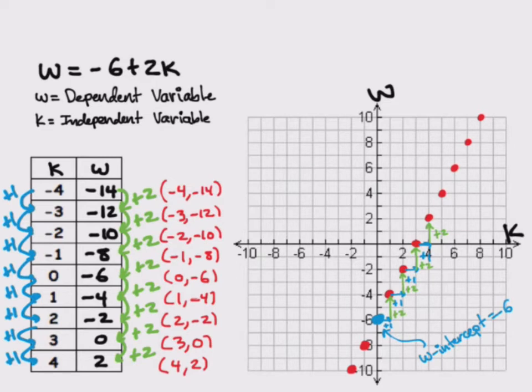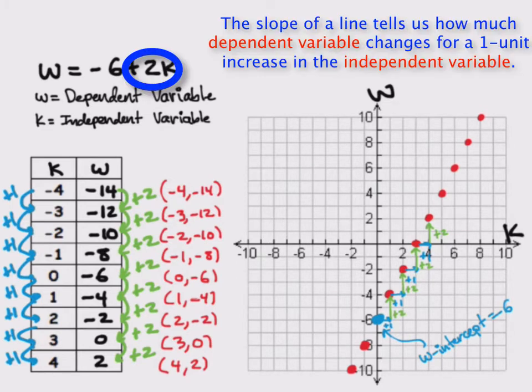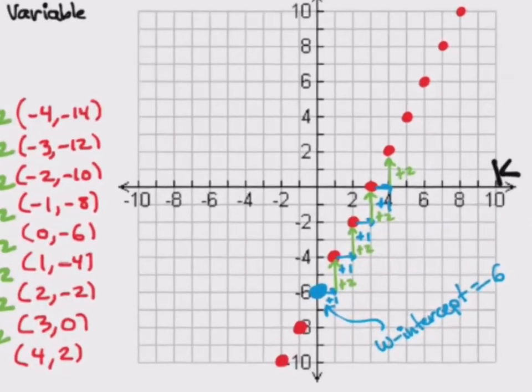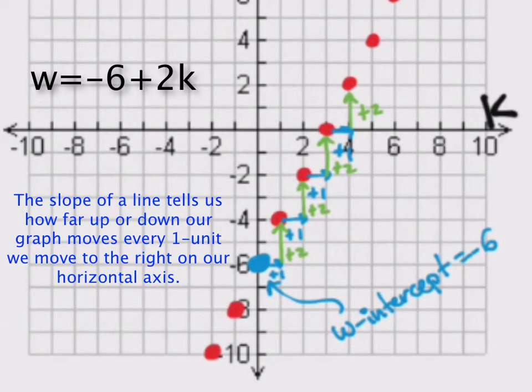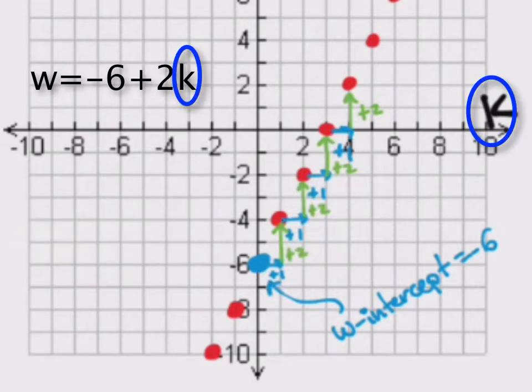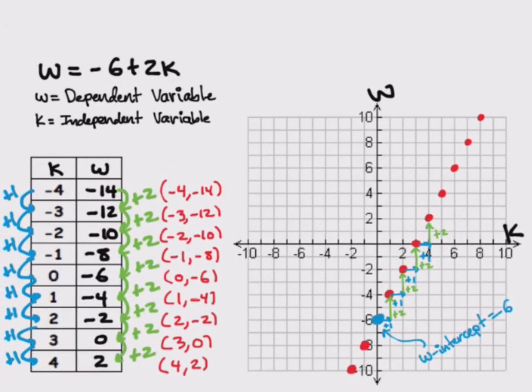That number, 2, tells us how much our dependent variable changes for a 1 unit increase in our independent variable. That is, it tells us how much our graph goes up or down for every 1 unit we move to the right on our horizontal axis. So let's go ahead and connect our points and actually draw this line.